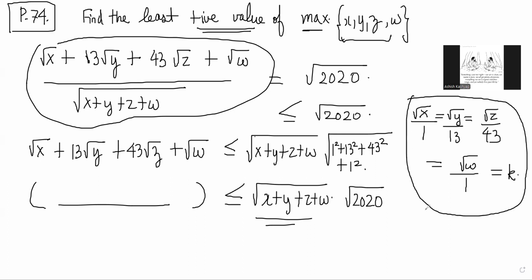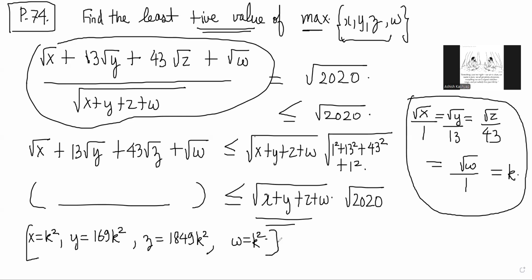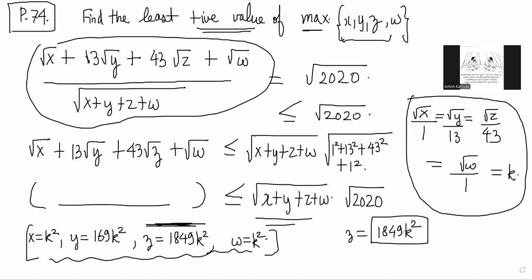This is the condition, and from here we get x as k square, y as 169 k square, z as 1849 k square, and w as k square. So out of these four, the maximum value of x, y, z, w is 1849 k square, right? z is the maximum. So max of this is 1849 k square, right? And obviously, the least possible value of it will be when k is 1, right? Yes, sir. So the answer should be 1849, the least possible value of the max. Okay, so that was problem 74.